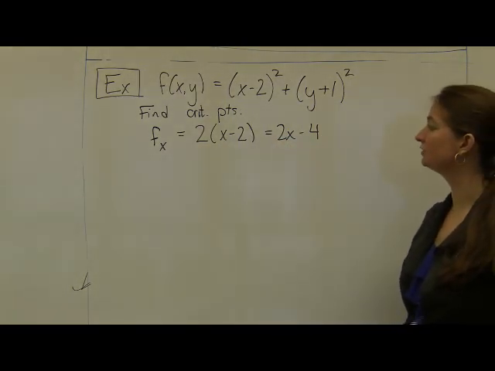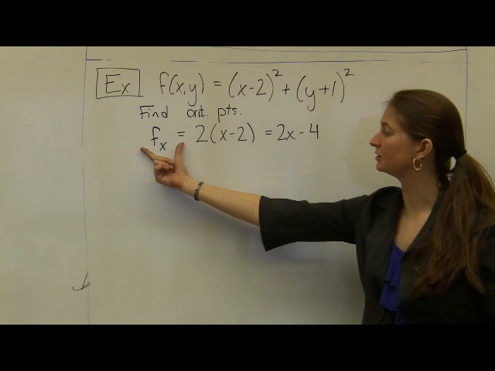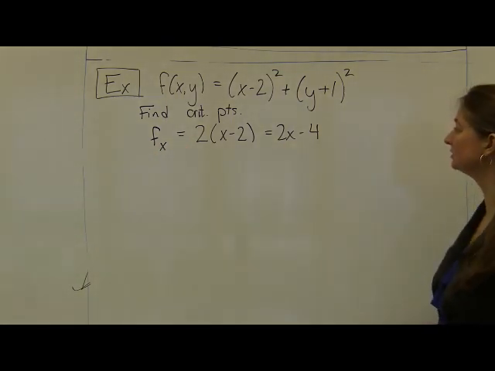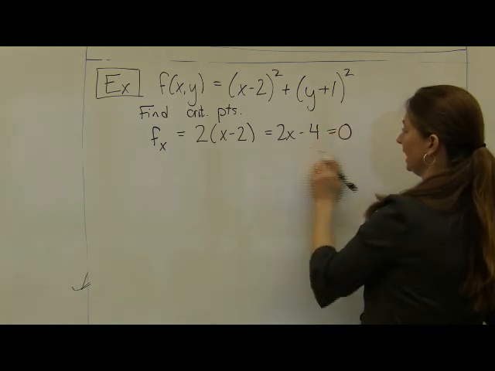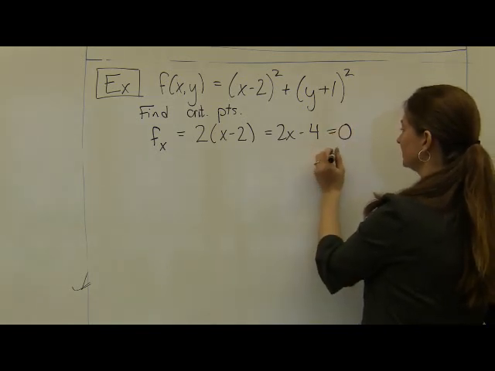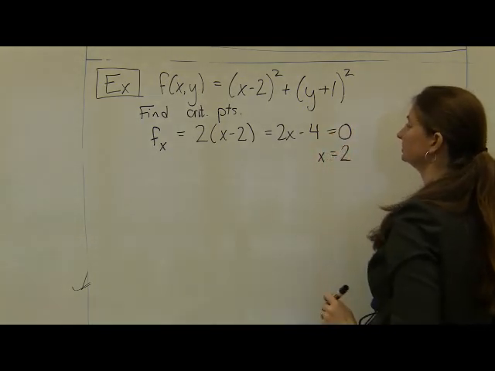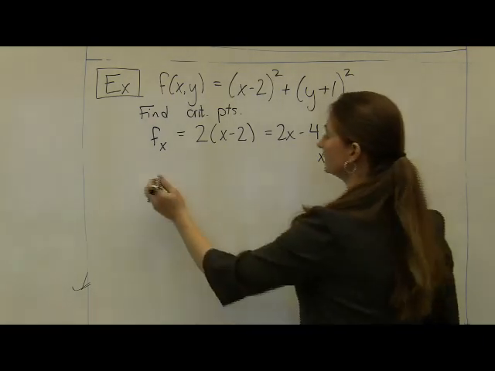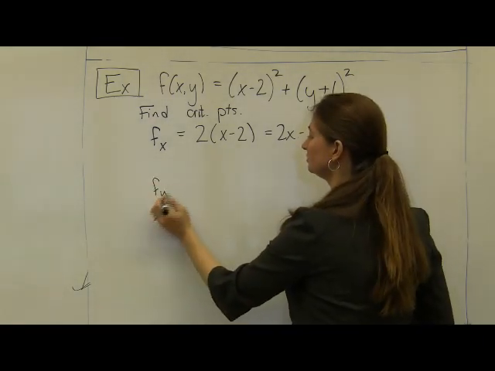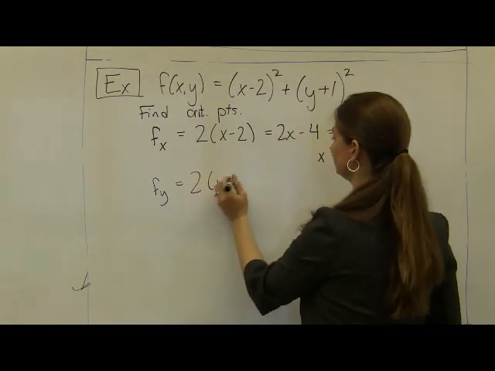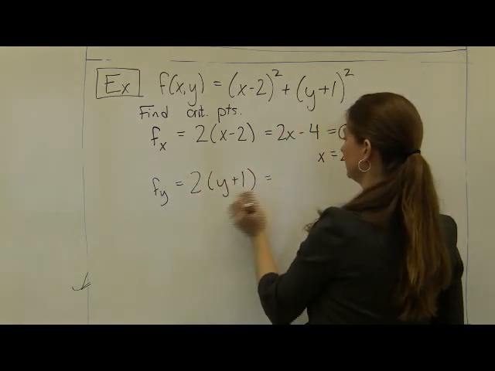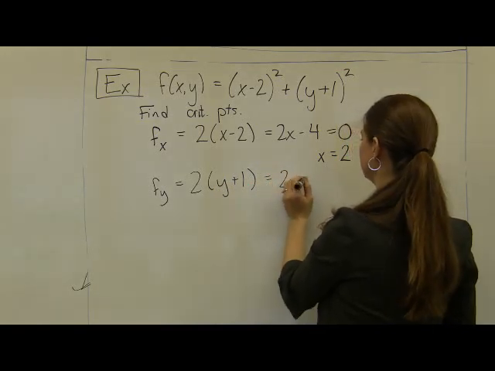So I'm thinking about my first criteria. When is my partial derivative with respect to x equal to 0? If I set this equal to 0, I add 4, and I find out that x must be equal to 2. Similarly, I'm going to take my partial derivative with respect to y of this function, which is going to be 2 times (y + 1), which is equal to 2y + 2.